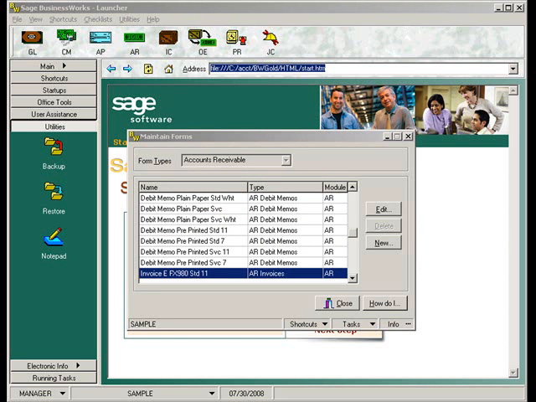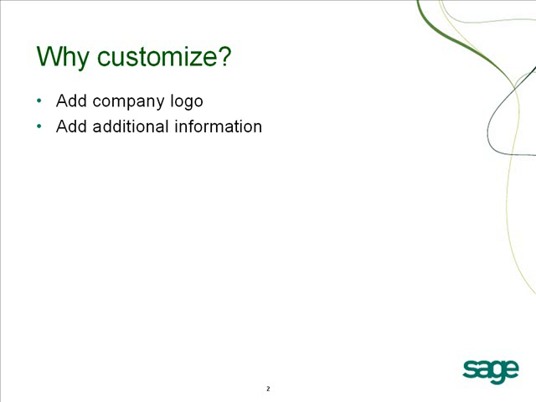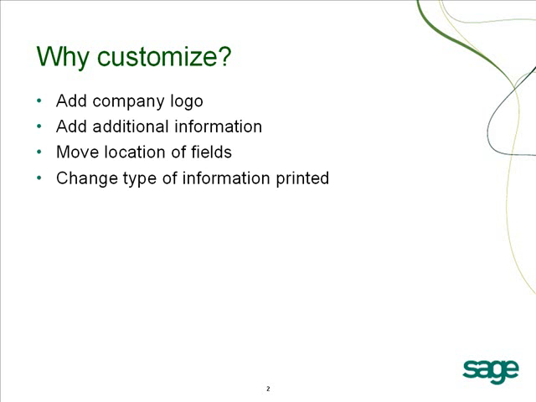If you don't find an existing form template that works for your company, you can create a new form from scratch, or you can modify an existing form template. We recommend you modify an existing form since most people only need to make minor changes to existing forms. All forms are available in all companies, including the sample companies. Some of the most common reasons people want to customize a form are to add a company logo, add additional information, move the location of fields, change the type of information printed, and change the font.